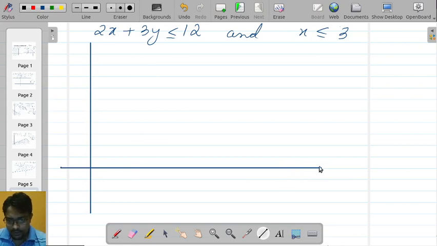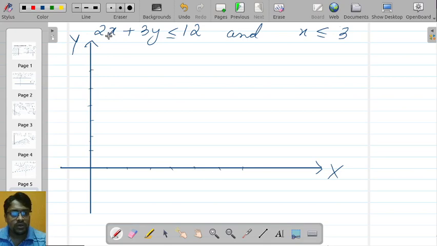This is the x-axis, and the y-axis. First let us plot 2x plus 3y less than or equal to 12. This means x by 6 plus y by 4 is equal to 1. So let us assume some markings here: 1 2 3 4 5 6 7, like that, and here also 1 2 3 4 5 6.